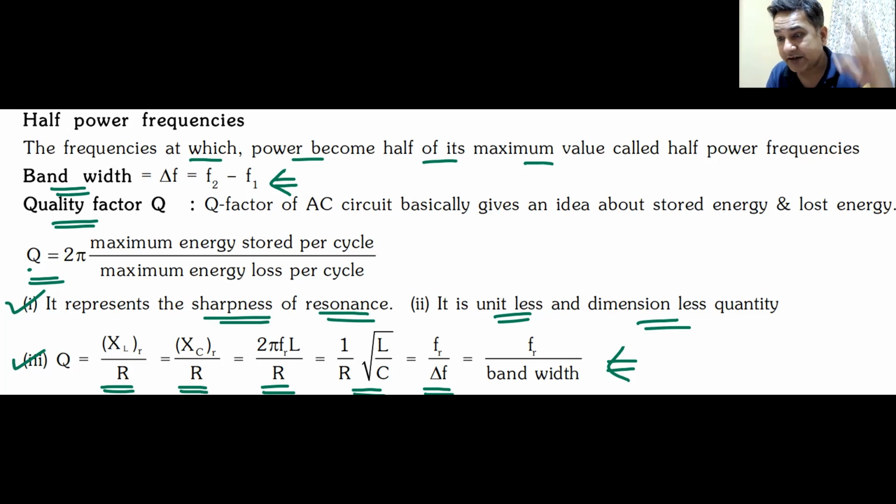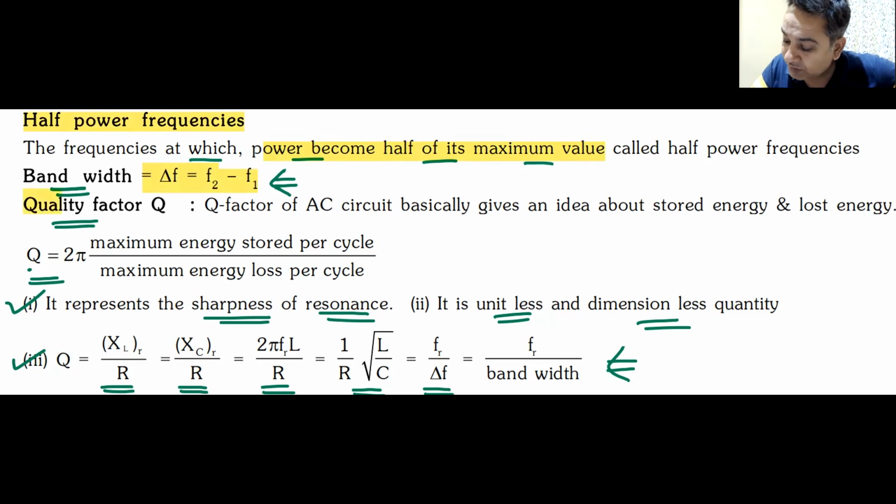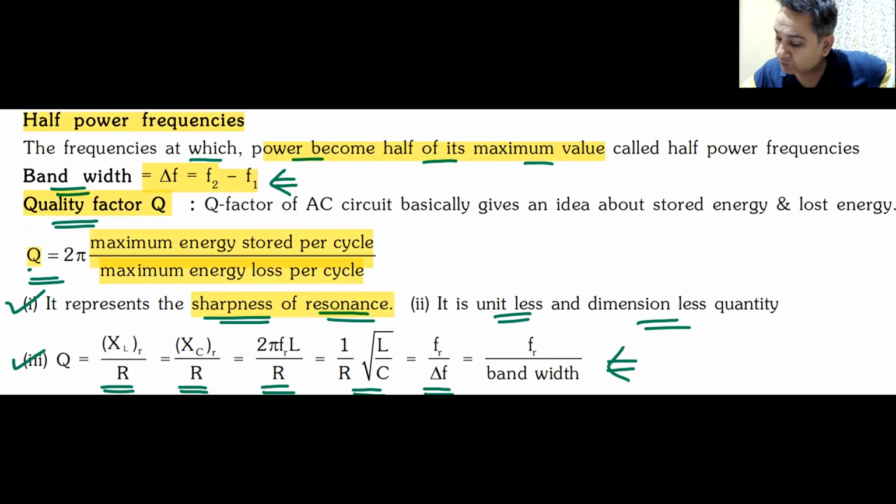A straight away question can come. What you have to remember? Again, I'll underline it. You have to remember what is half power frequency. Power becomes half of its maximum value. Where does that happen? Those points where current becomes maximum current by root 2. Bandwidth. What is bandwidth? That difference is bandwidth. What is quality factor? This is the first formula of quality factor. It represents the sharpness of resonance, unitless and dimensionless.